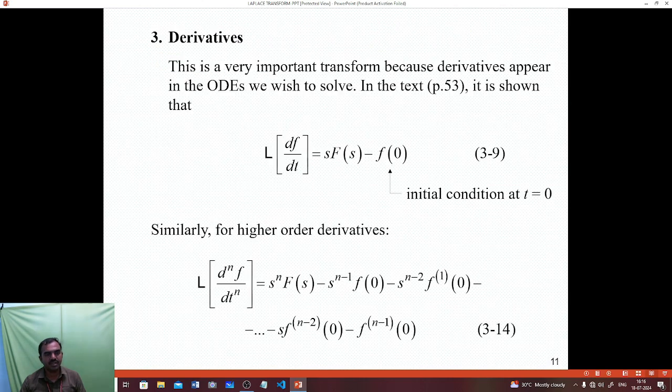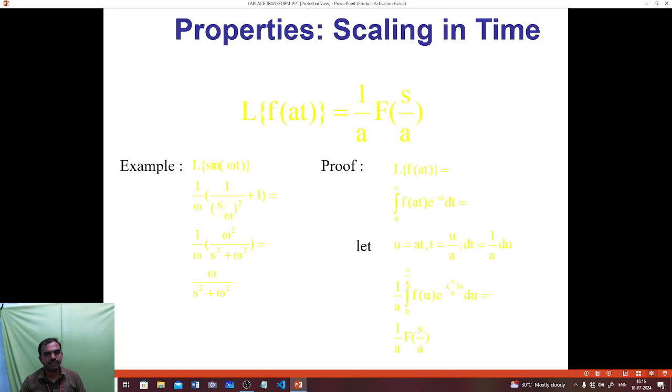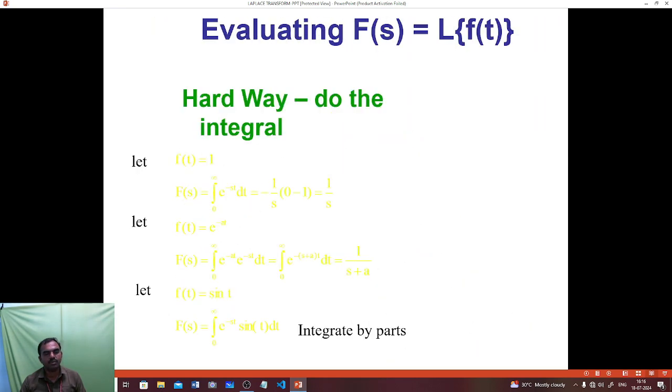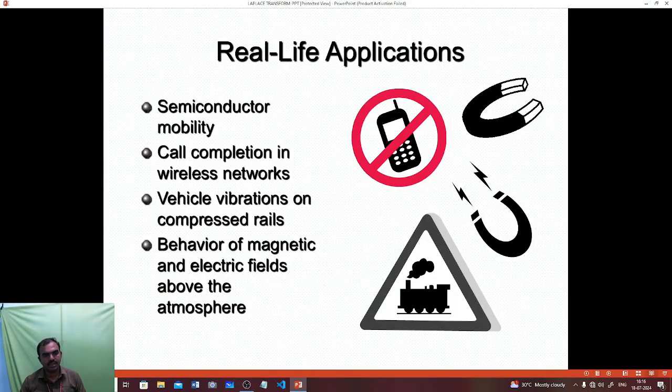This step function and the scaling time, the time shift, both are used in the wireless network. That is our call completion in wireless network. And vehicle vibration on compressed rails, and behavior of magnetic and electric fields above the atmosphere.